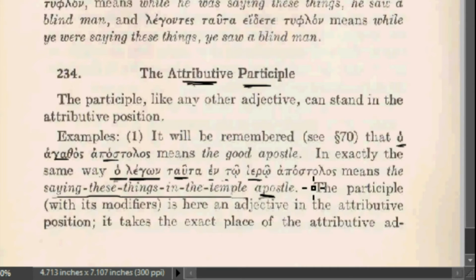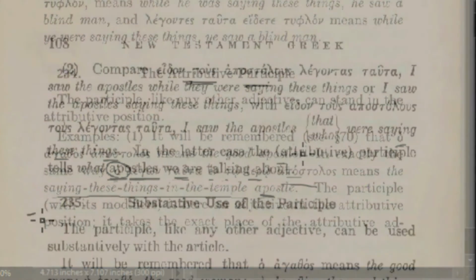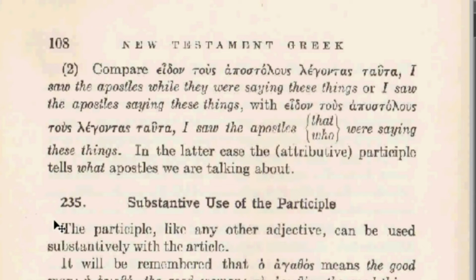And notice that this is now a little bit different than the use of the participle we've seen before. Ordinarily, I would have rendered this the apostle while saying these things in the temple, but if I put the article there, it ties it a little bit more closely. So it's going to be the apostle who is saying these things in the temple. Literally, the saying these things in the temple apostle. And then we go on with the rest of the sentence. So that's called the attributive, very common in the New Testament, and you're going to go through exercises here that will illustrate that point.